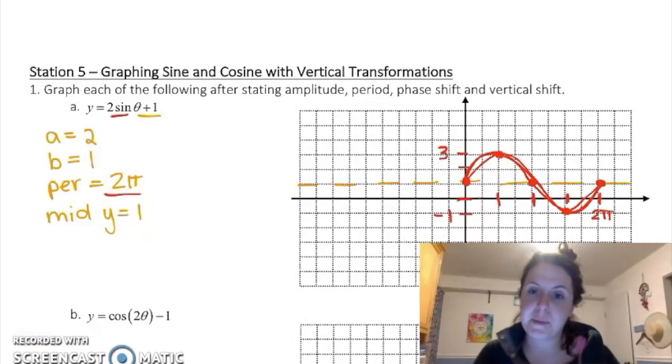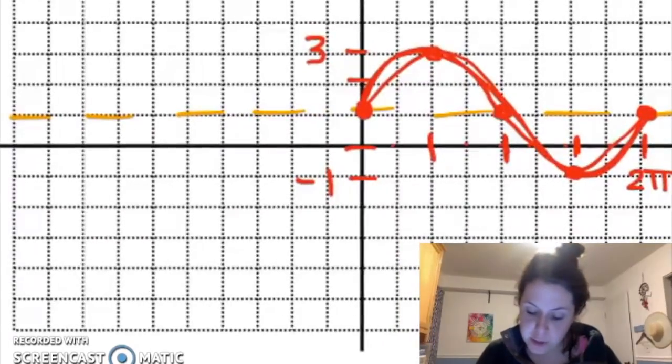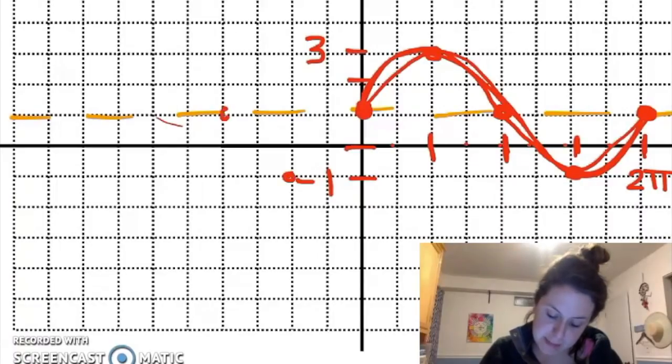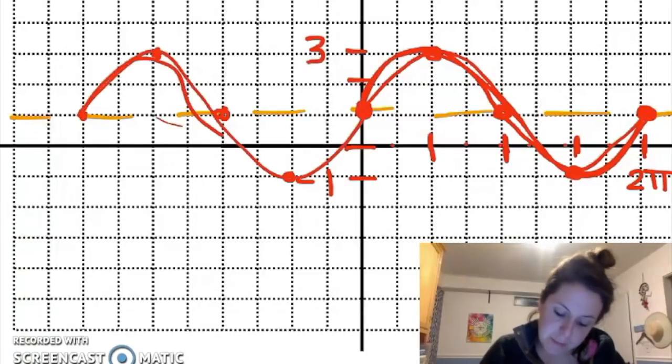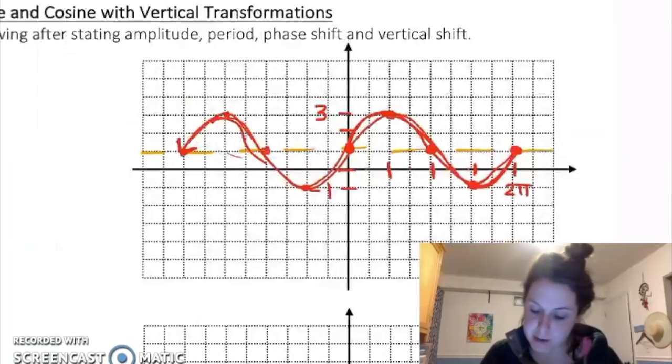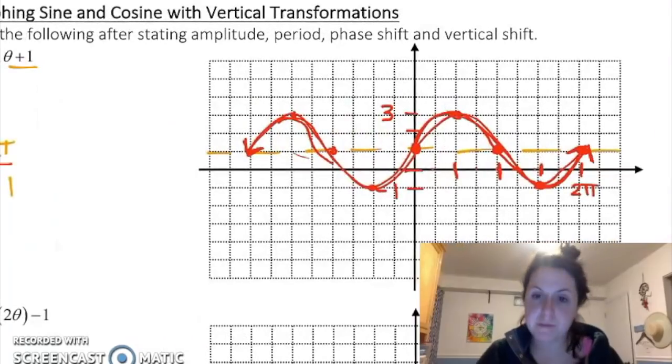It's just shifted up. Now, it doesn't tell me how much to graph, so you could repeat this pattern on the left side, right? You could graph it at its minimum, at its midline, at its maximum, and then back at its midline, and just repeat that. But this one does not give you a limited domain, so you should have arrows on the end of this one.